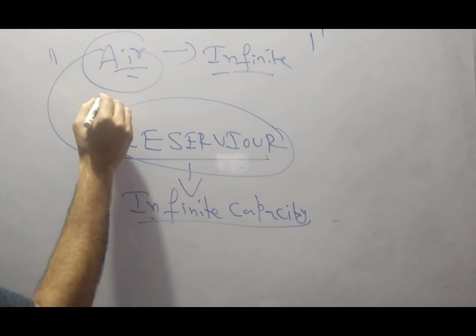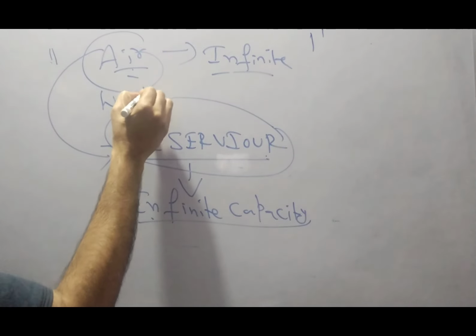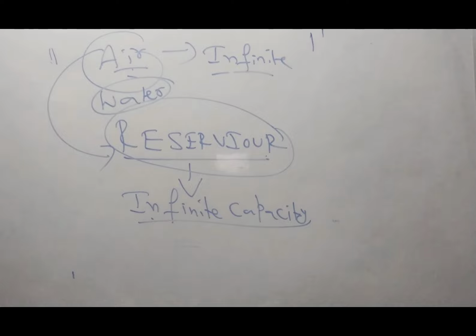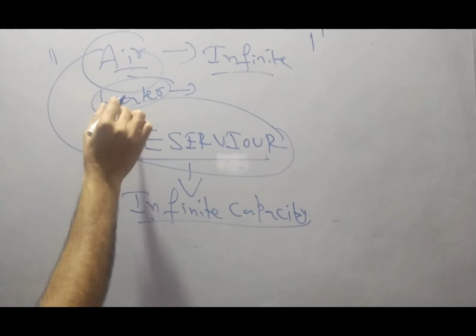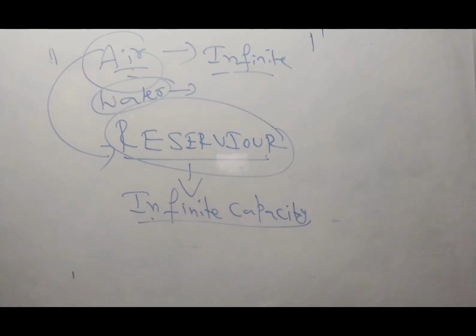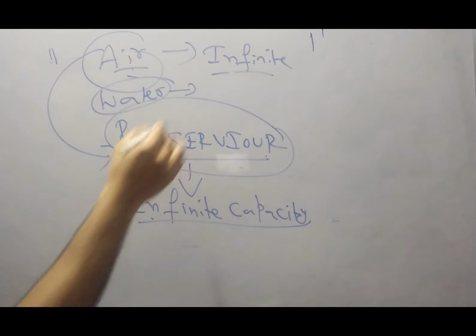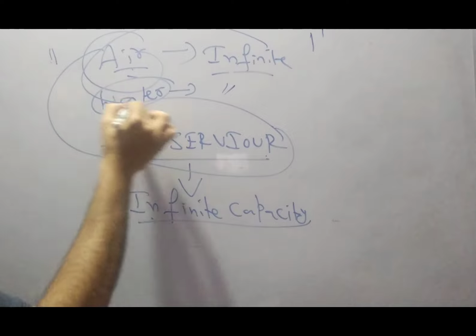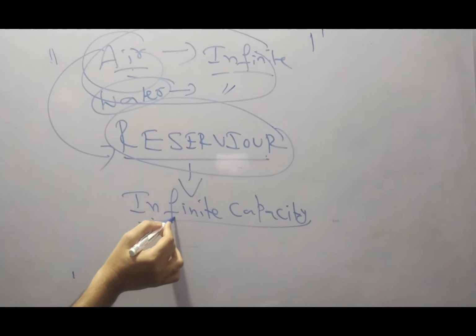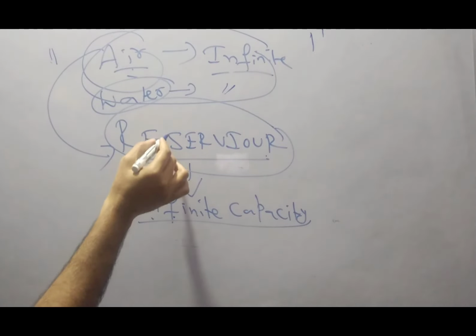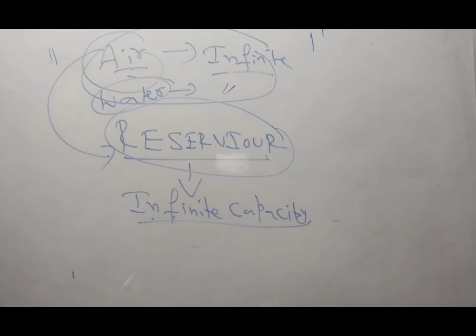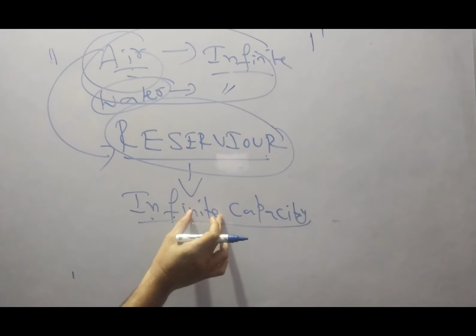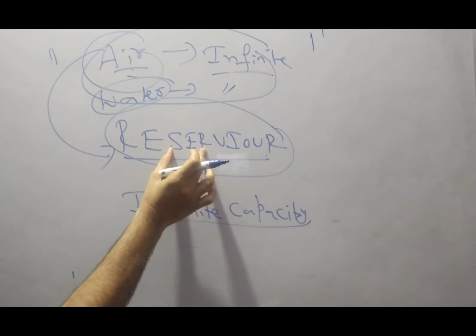The next example is water. If you take any river, the water is of infinite capacity. If you take out one bucket of water, does the capacity of the water decrease? No, so it is infinite capacity. So these are called reservoirs, meaning infinite capacity. To define the second law of thermodynamics, this is important: the reservoir, with infinite capacity.